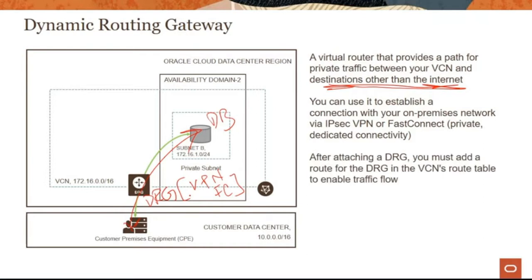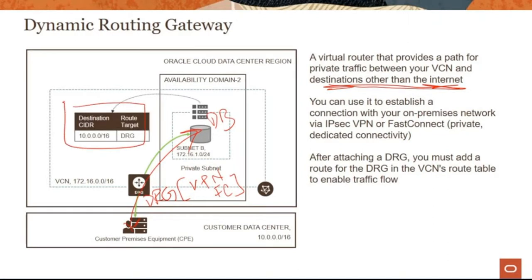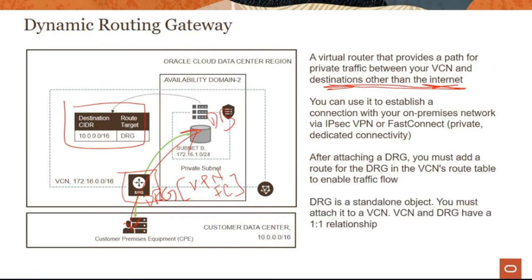in the demo. After attaching a DRG, you must add a route for the DRG in the VCN's route table to enable traffic flow. This is pretty standard. We saw this earlier in the VCN module. If you don't add this route, the packets get black-holed. They have no way to figure out that they have to go to on-premises through this gateway here, right? So you have to add this route, and then of course you can have security lists or network security groups here to secure your subnets and your resources running in them.